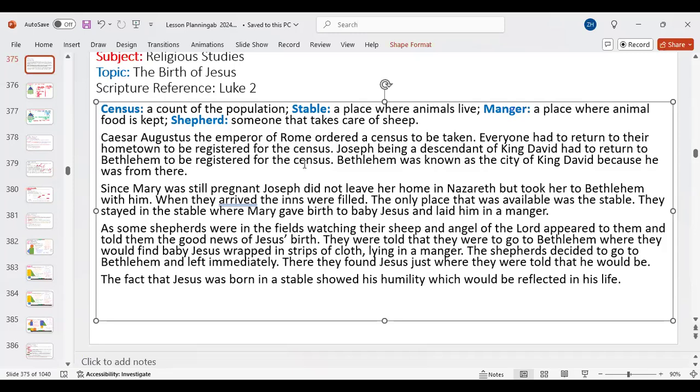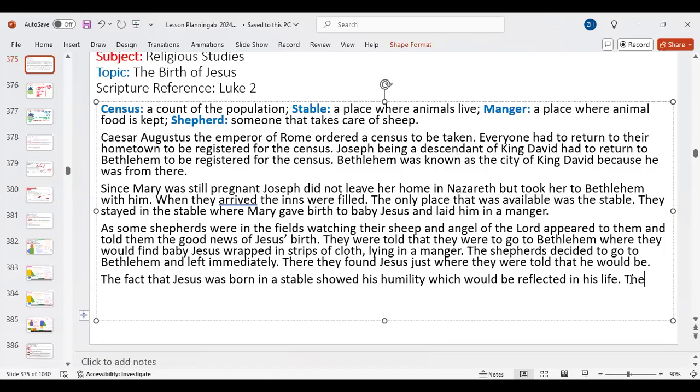Does that make sense? Not really. Joseph, being a descendant of King David, had to return to Bethlehem to be registered for the census. Oh, I get it. That means he's royalty then. Right? Yep, that's true. Bloodline. Descendant of a king.